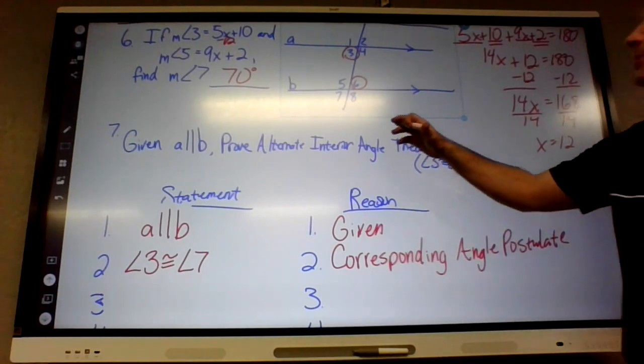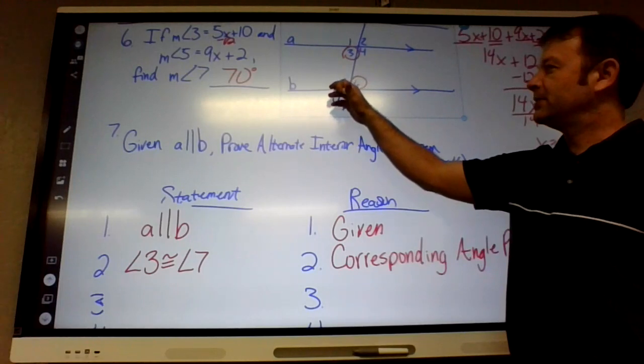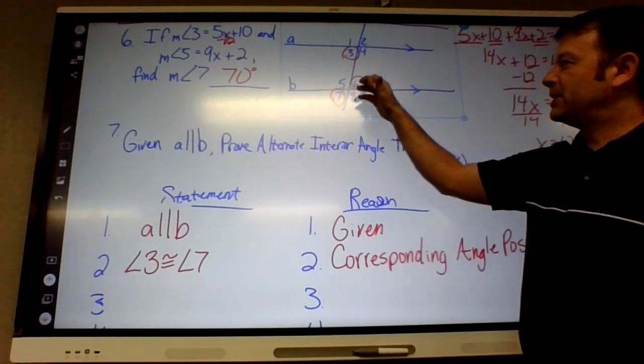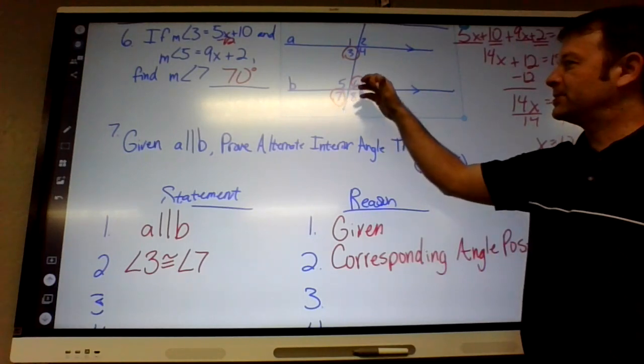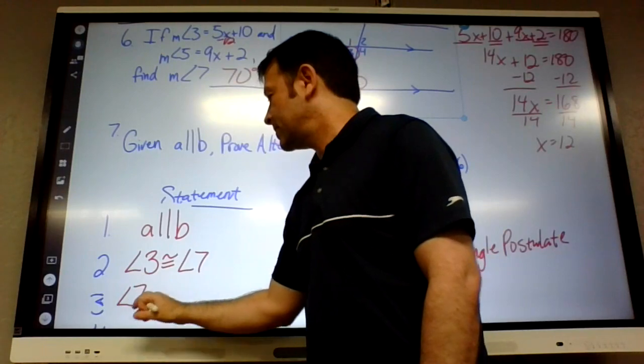So we just said 3 is the same as 7, and what do I know about 7? 7 is the same as 2. 7 is the same as 6, because of the vertical angle postulate. That one's actually a theorem.